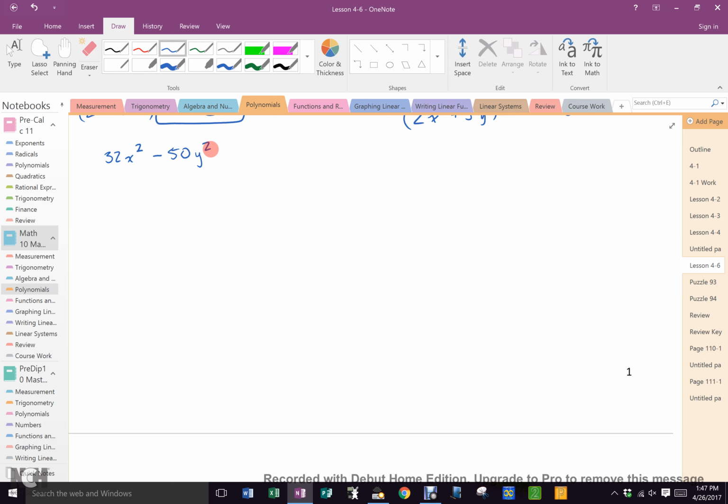What about that makes you suspicious that it might work? Squared and squared, right? But 32 and 50 don't work, do they? Do you have a mathematical tool that allows you to change those first two numbers? Hint, hint, you're about to be quizzed on it. Can I factor that? What can come out of there? 2, right? So 2 comes out here, and now I have 16x squared minus 25y squared.